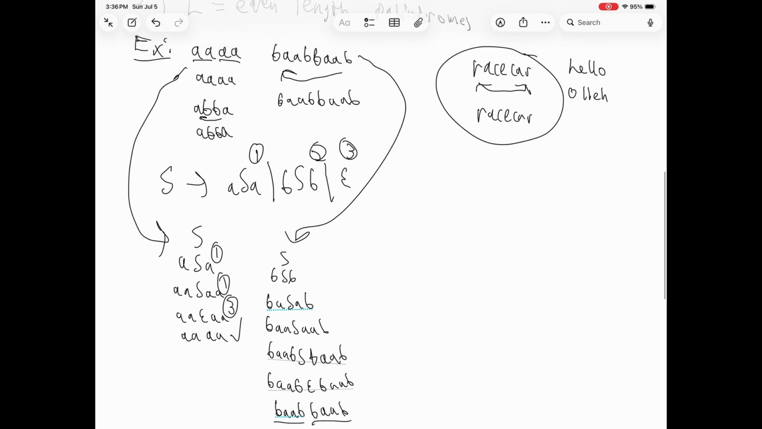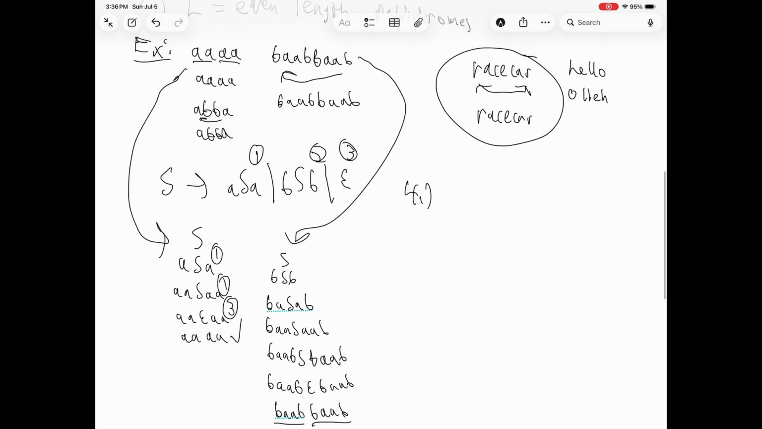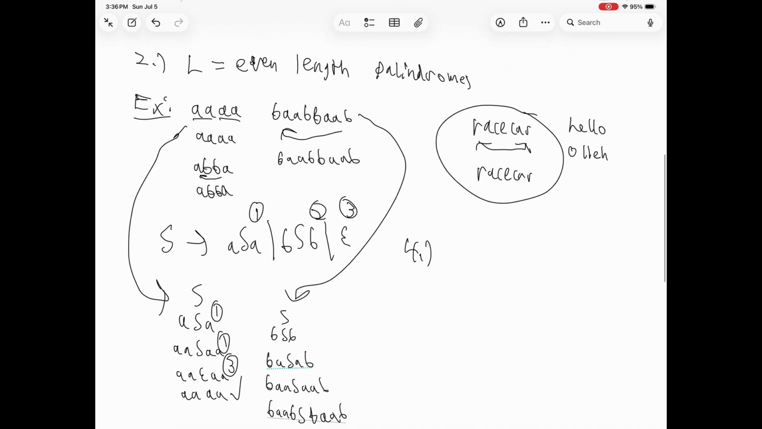All right. Notably, I'm going to write problem 3 close to problem 2, because this is going to be the language of palindromes over the alphabet A, B. Okay? Now, what do I mean by this?